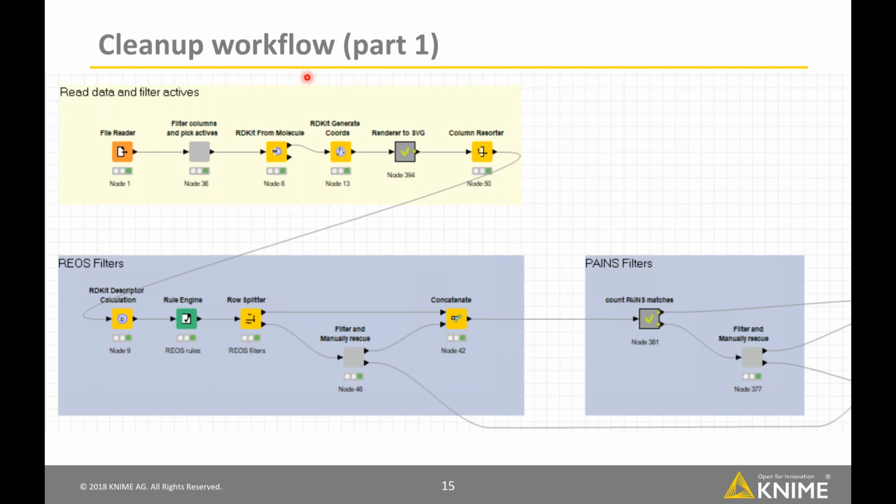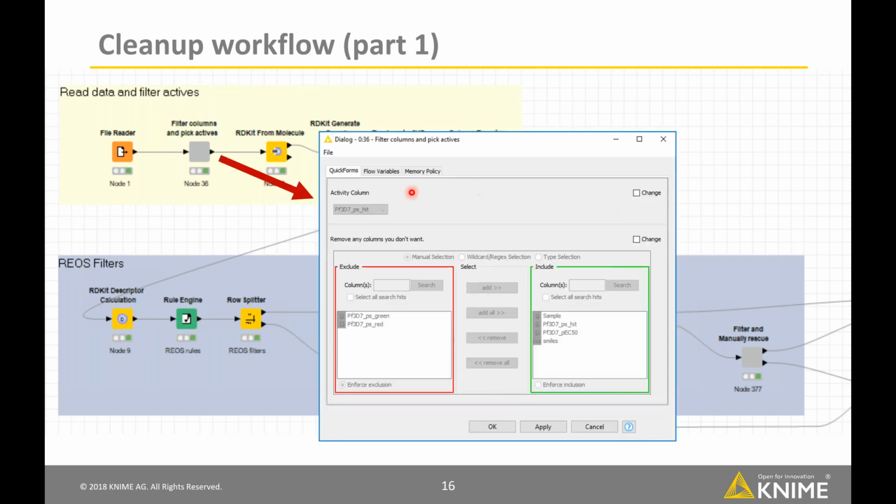The top piece, we're going to read the data in. So we're reading in the raw data that we were sent from the experimentalists. We're going to filter out the columns that we're not interested in, that were in that data, and also indicate which column is the active column. Then do a bit of cheminformatics, do the REOS filters, do the panes filters. So let's look at each of those in turn.